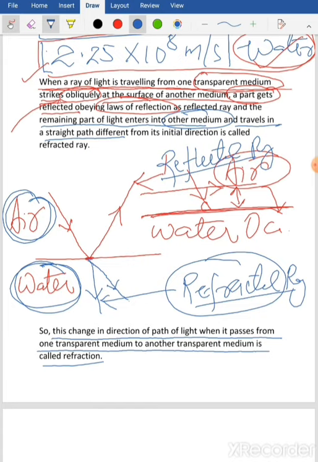Why does it happen? We'll learn in the upcoming topics. For right now, we just understand that there is a change in the direction of the path of the light when it passes from one transparent medium, or we can say optical medium also. So when it passes from one optical medium to another optical medium, this phenomenon is called refraction of light.